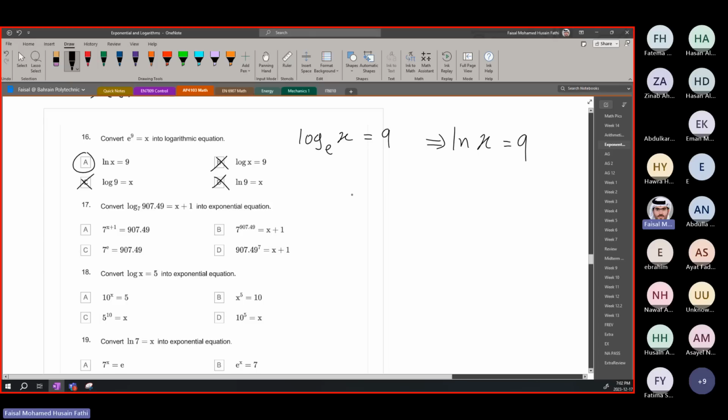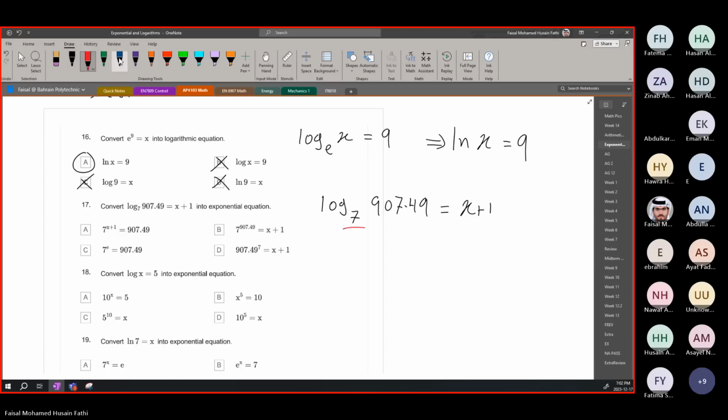Again, exactly same thing. We have log, we have to convert it. So we have log base 7 of 907.49 is equal to x plus 1. This is your base. This is your power over here, x plus 1. And this is your solution. So 7 is the base. The power is x plus 1. And this is equal to 907.49. 7 to the power x plus 1 equals 907.49, it's this one. This is wrong. This is wrong. This is wrong.